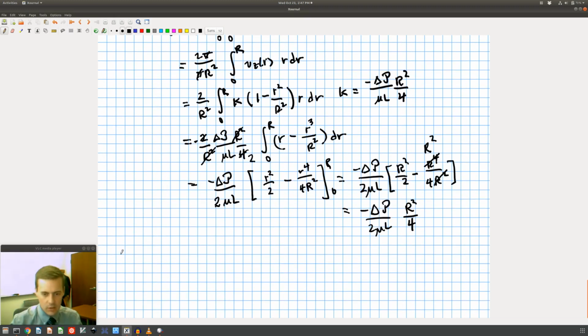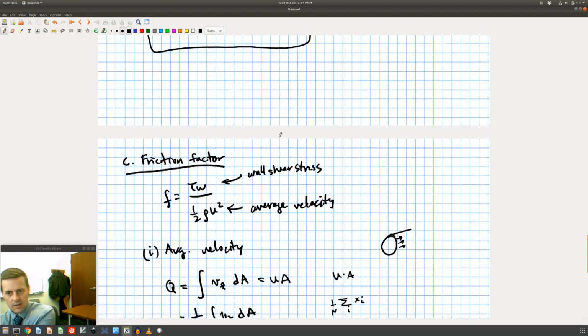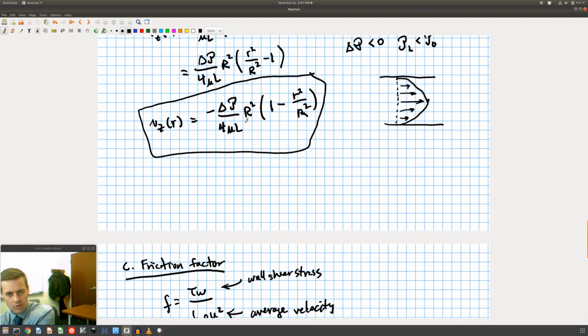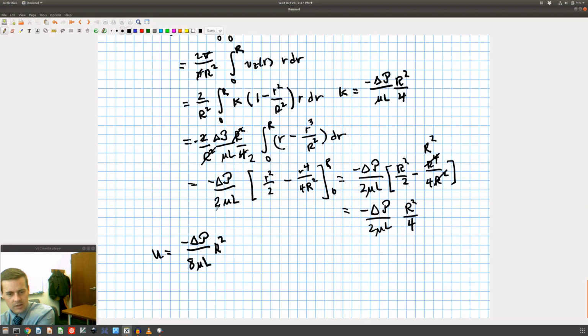Whew, it's kind of a lot of algebra. I end up with really ugly U. U is equal to minus dynamic delta P divided by 8 mu L, and I have an R squared. So now if you go back and compare this to our solution for VZ, up here I have minus dynamic delta P over 4 mu L R squared. That is just 2 times U.